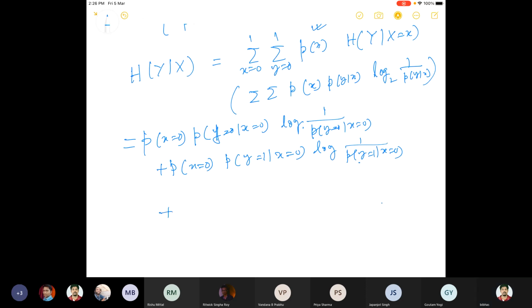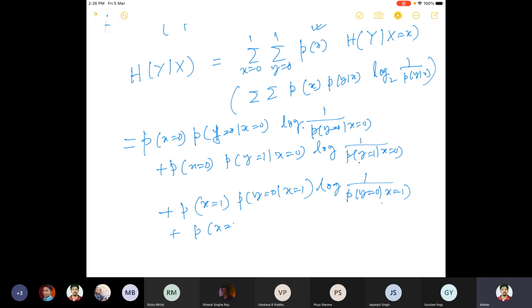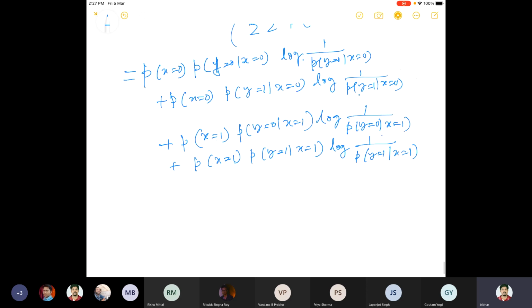plus probability of, now I put x equal to 1, probability of y equal to 0 given x equal to 1, and log of 1 by probability of y equal to 0 given x equal to 1, plus probability of x equal to 1, probability of y equal to 1 given x equal to 1, log of 1 by probability of y equal to 1 given x equal to 1. So let us now put all the values.